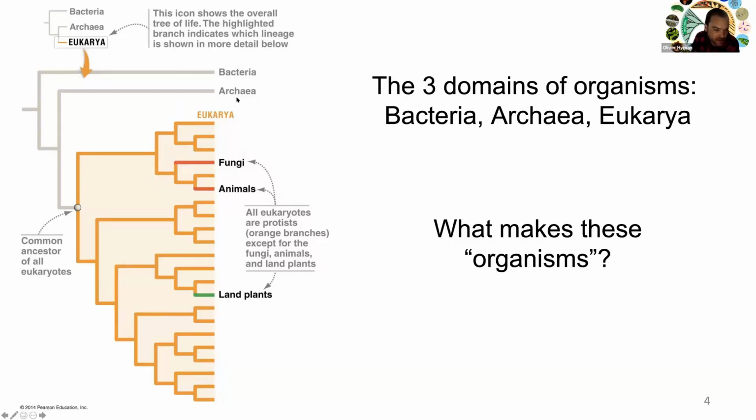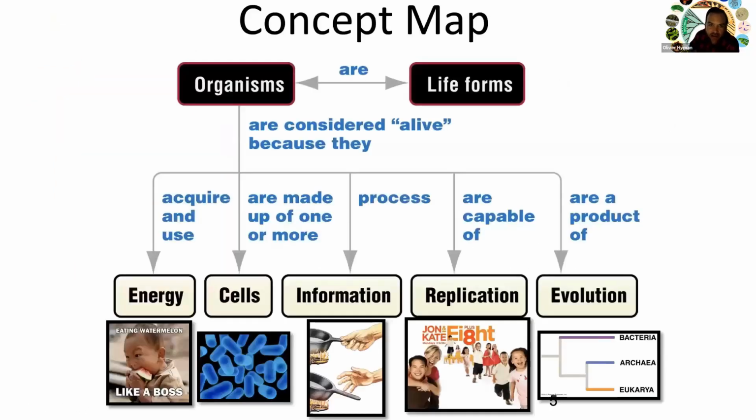We've kind of looked at eukarya in a little bit more detail. But I want to talk today about what makes these things organisms. So we talk about an organism. What is an organism? What defines something as a living organism? So just a sort of concept map of where we're going. Organisms are life forms, and they're considered alive because they can do these five things.